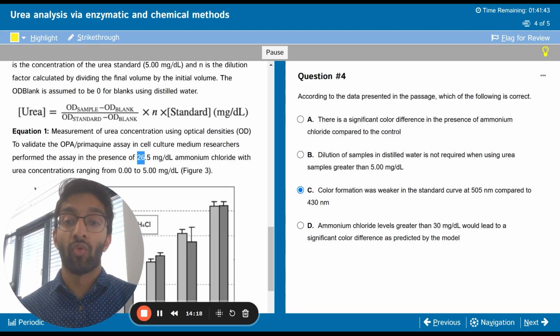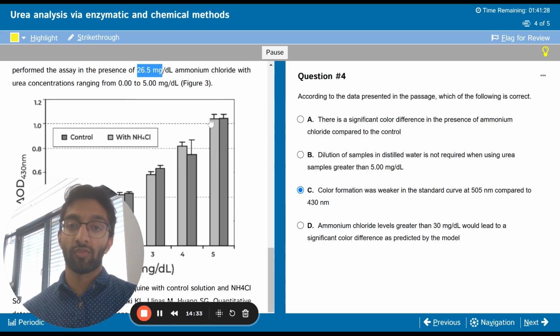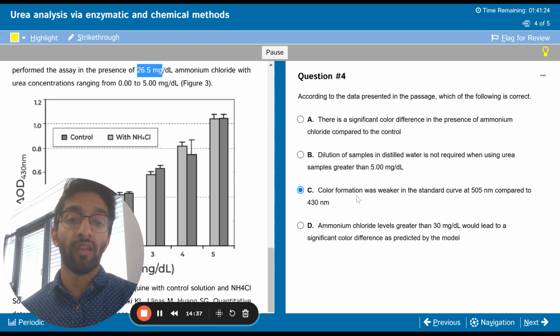Here, there's really no explanation for why having more ammonium chloride would lead to significant color difference. Because once again, we see with 26.5, there is none. And maybe if we increase it to 30, there would be, but how do we know that? That's really a big jump. And especially if you're not in this field, there's no reason for the MCAT to assume that you would know that. So in the end, the color formation was weaker in the standard curve.